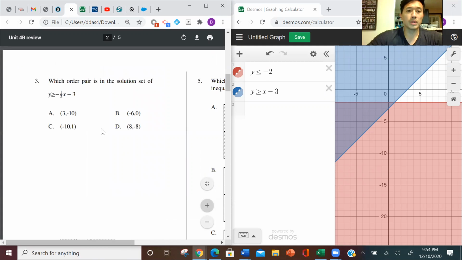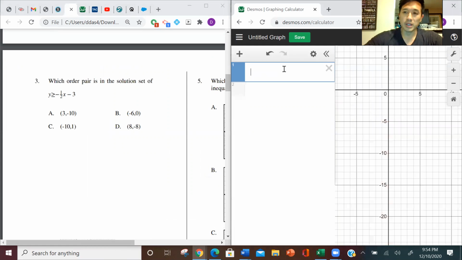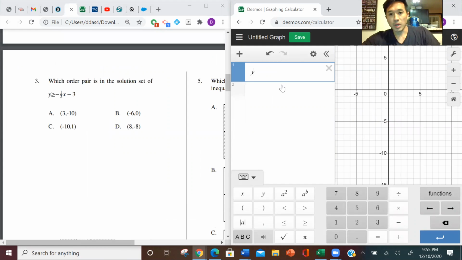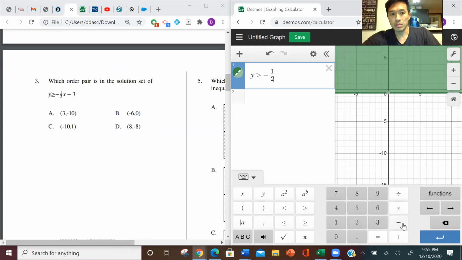Going on to question 3, which ordered pair is in the solution set of y is greater than -1/2 x minus 3? What are we going to do? Again, go to Desmos, graph this equation, and now you're going to have to plot the points. Remember, if the cursor's down in the denominator, make sure to cursor over to your right to bring the cursor completely beyond the fraction. If I put an x there, there we go.